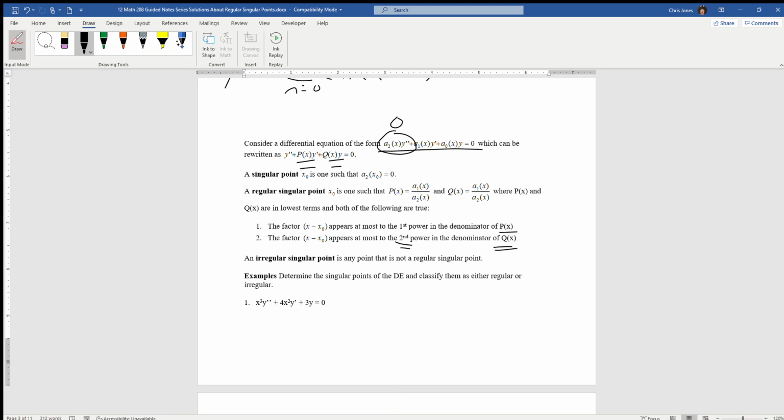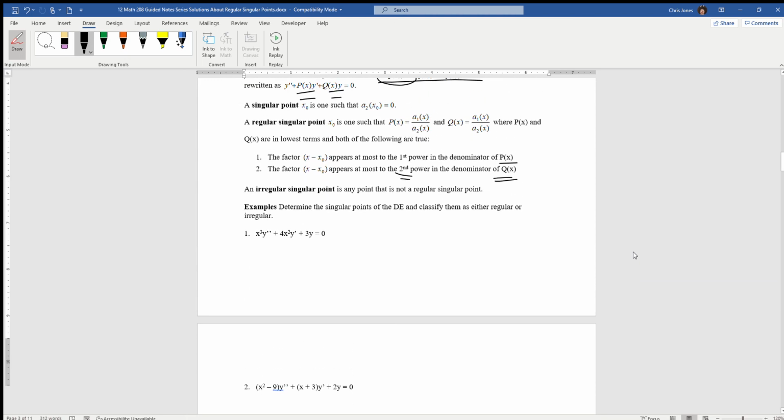And that means that we probably have to use a numerical method to be able to find the solution. Before we conclude this video, I just want to illustrate how to determine the singular points and then classify them as regular or irregular. All right, so for this very first example, a nice easy one, we have x cubed y double prime plus 4x squared y prime plus 3y equals 0.